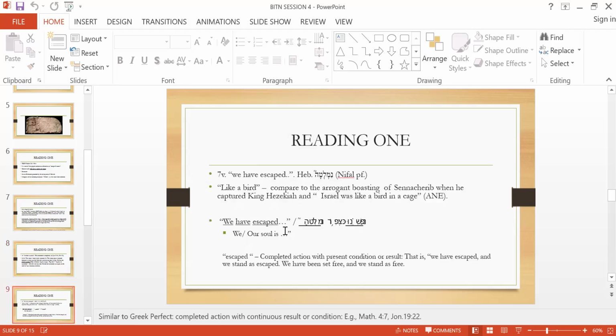So we go on. Then verse 7 says, we have escaped.